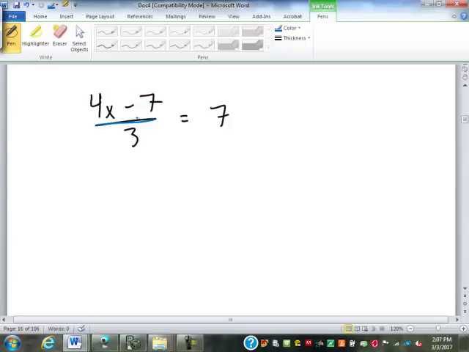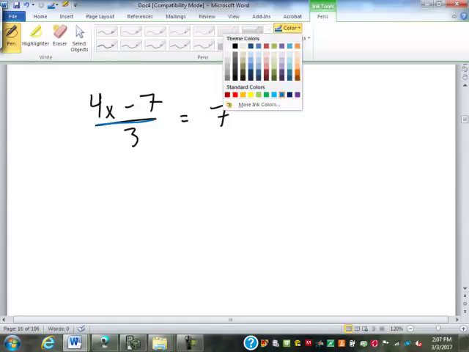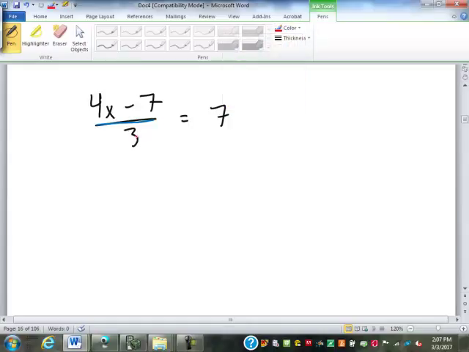So when we go to take it apart, we reverse that. The last thing that was done building it is dividing by 3. So the first thing to take it apart is to multiply by 3 to get rid of that. So on the right side, 7 times 3 is 21. On the left side, all we've done is remove this 3 here. So we're left with 4x minus 7.